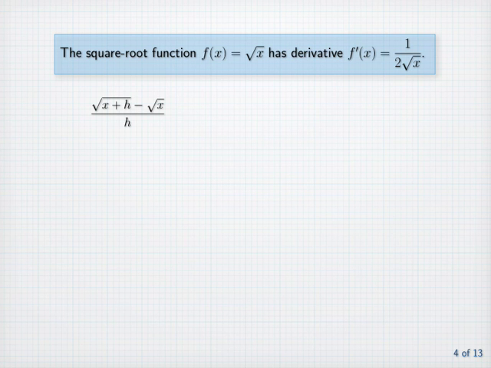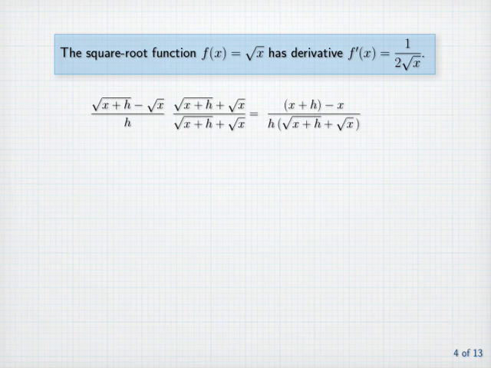We multiply the top and bottom of this fraction by the square root of x plus h plus the square root of x. Multiplying out the two numerators, we obtain x plus h minus x, or simply h, and now we can cancel an h to obtain 1 over the square root of x plus h plus the square root of x. And clearly, as h goes to 0, this quotient approaches 1 over 2 times the square root of x, for all positive x, of course.